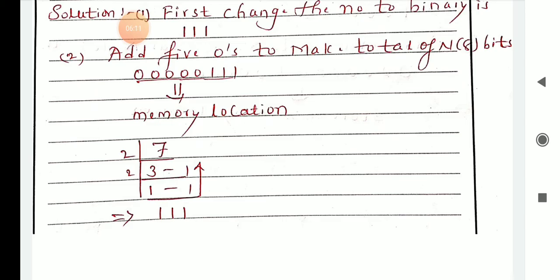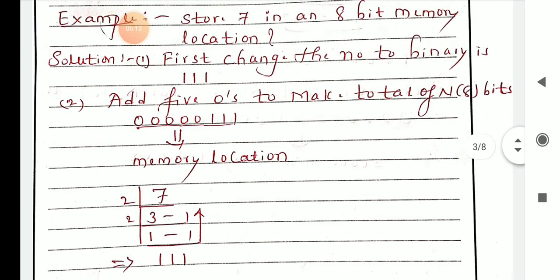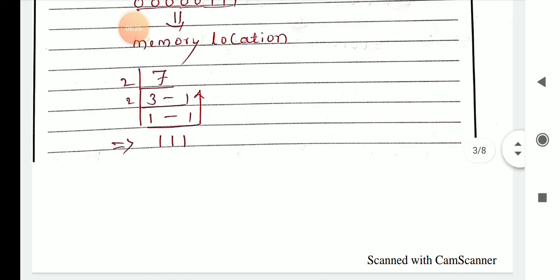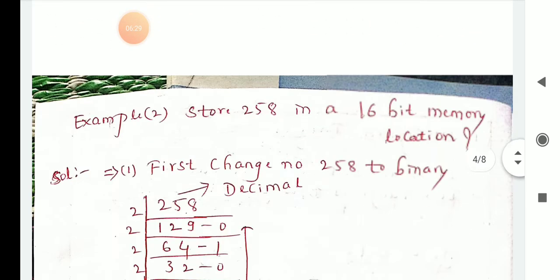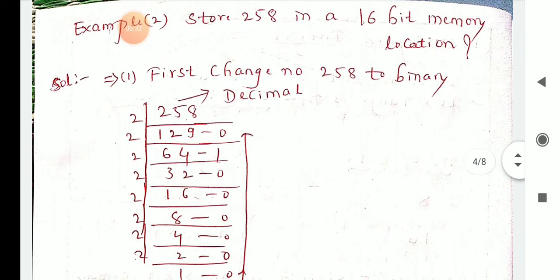So this is the memory location of this part. Finally the memory location is: 5 zeros you have to add, and then whatever you found, the converted form from decimal into binary. Okay, so this is example number 1, using only 8 bits. So next, example number 2: store 258 in a 16 bit memory location.